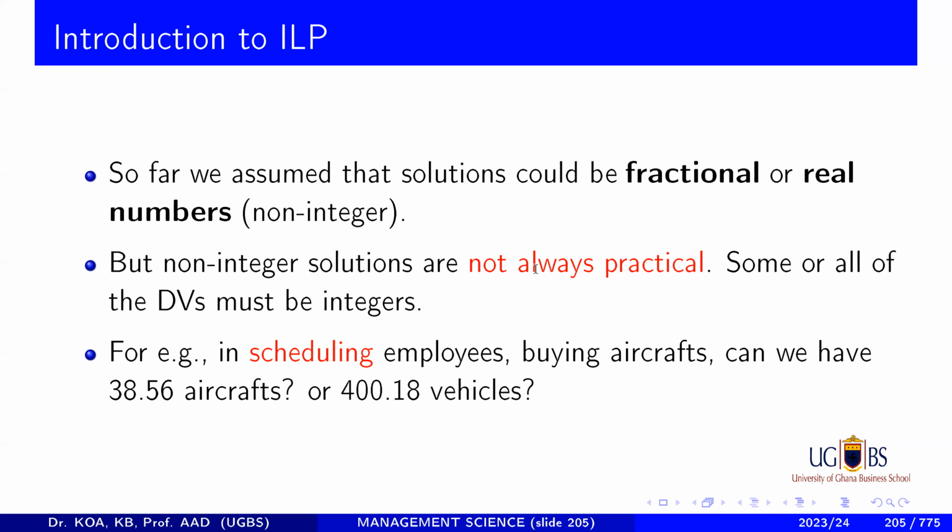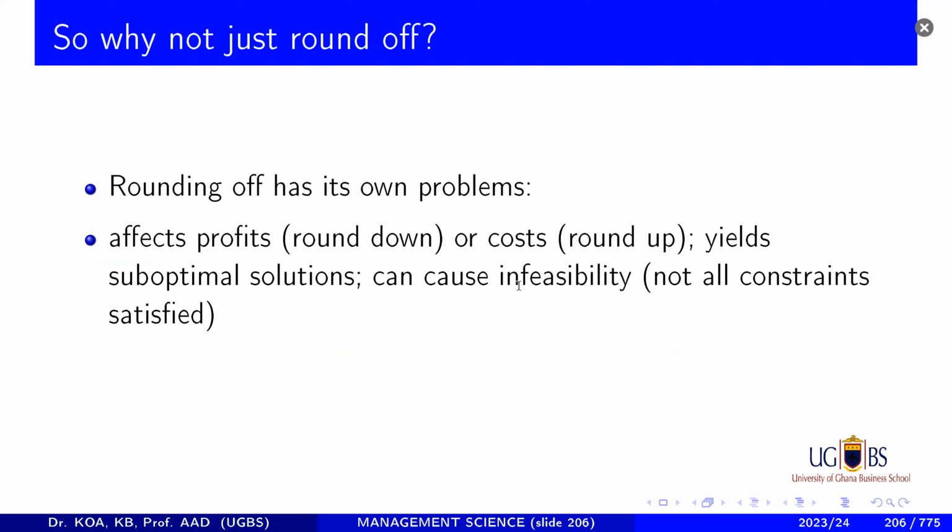We have been looking at linear programming, how to model linear programming. This assumes that most of the variables are not integers; they are decimals, fractional. But what we are going to do right now is to look at integers. Why? Because there are certain things in life that are not decimals. For example, you cannot have 38.56 aircrafts. Neither can you have 401.18 vehicles. And the temptation is that most people, when they get to this situation, they want to round off.